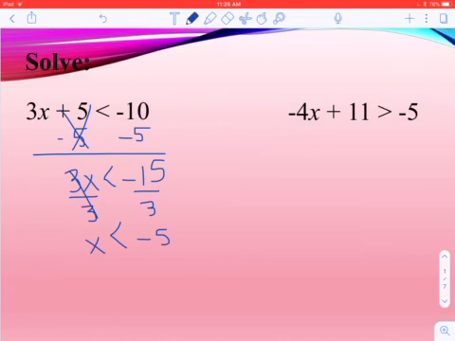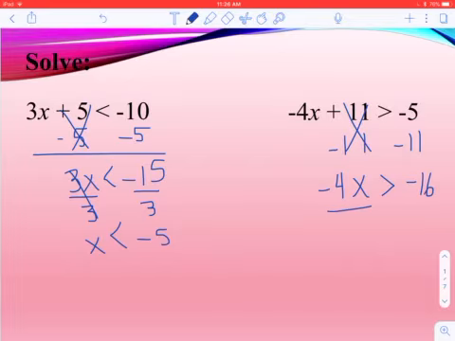For the second problem, I'm going to start by subtracting 11 from both sides of the inequality. The 11 minus 11 cancel out. I bring down the negative 4x. Adding and subtracting doesn't change the inequality, so this stays greater than, and I get negative 16.